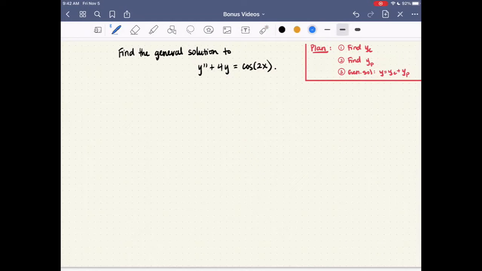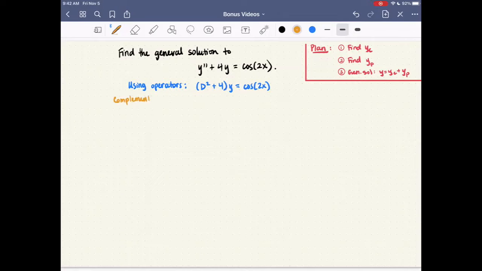But before we do that, I'm going to rewrite this differential equation using operators. By operators, I mean that I'm going to use capital D to denote derivatives. So I have D squared plus 4 applied to y, and that's equal to cosine 2x. I'm doing that because I will use the form of this operator throughout the problem. So let's do the first thing in our plan here.